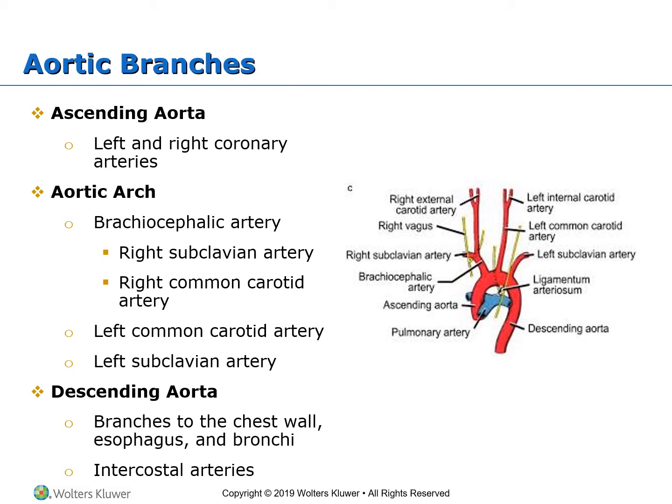Usually we have 10 pairs of intercostal arteries that will extend in between the ribs and will send branches out to all the muscles and the rest of the structures of the chest wall. And when I say the other structures, you can think about, let's say, the mammary gland.